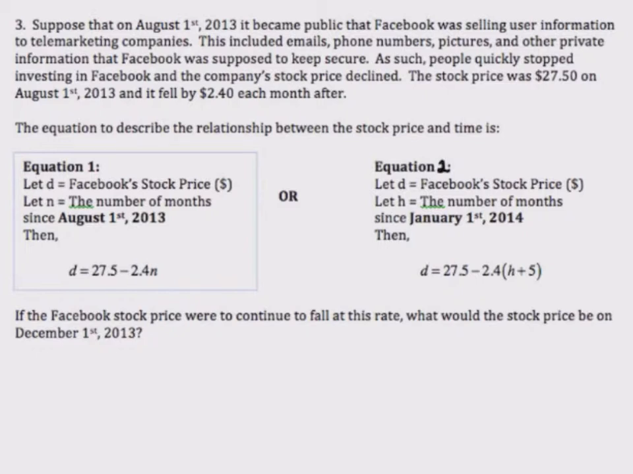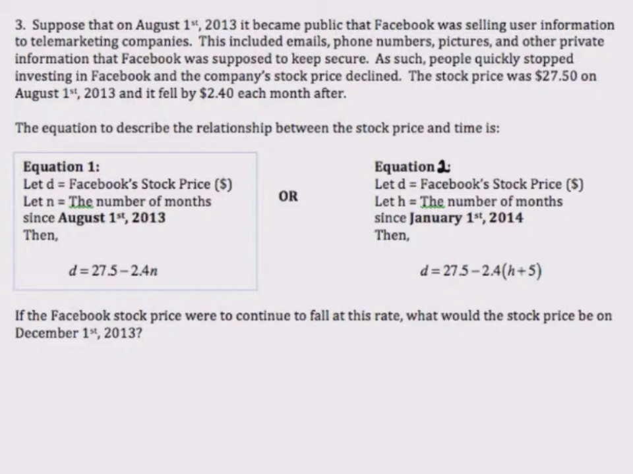So below, we have two different equations to describe the relationship between the stock price and the time. In both equations, the variable D represents the stock price in United States dollars. In the first equation, N represents the number of months since August 1st, 2013, and in the second equation, H represents the number of months since January 1st, 2014. So here we go. If the Facebook stock were to continue to fall at this rate, what would the stock price be on December 1st, 2013?